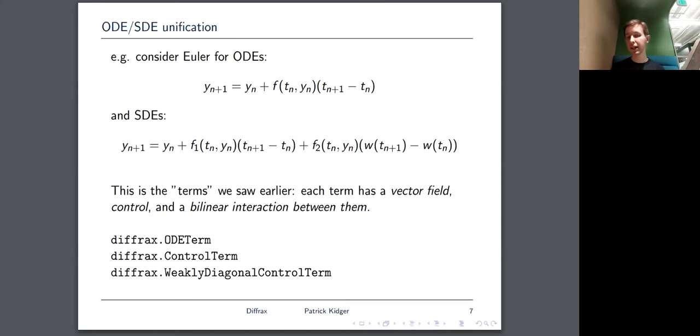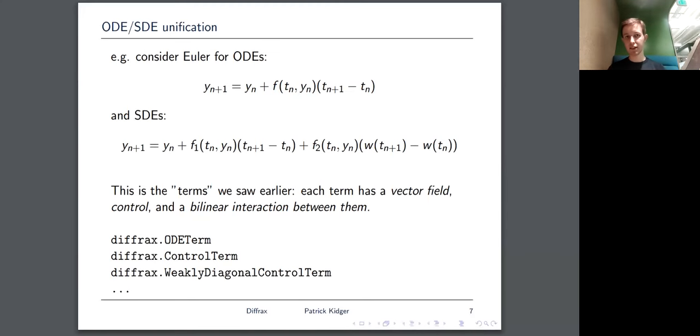In this case, weakly diagonal control term is saying that f exhibits so-called weak diagonal structure, which is simply to say that as a matrix, it is diagonal. And we can continue, dot, dot, dot, you get the idea. You can fill out these gaps. And if you need to, you can implement your own. Diffrax is extensible. You can write down your own terms if you ever need to express something of this nature with some custom bilinear interaction. So at the numerical level, this is what's going on.